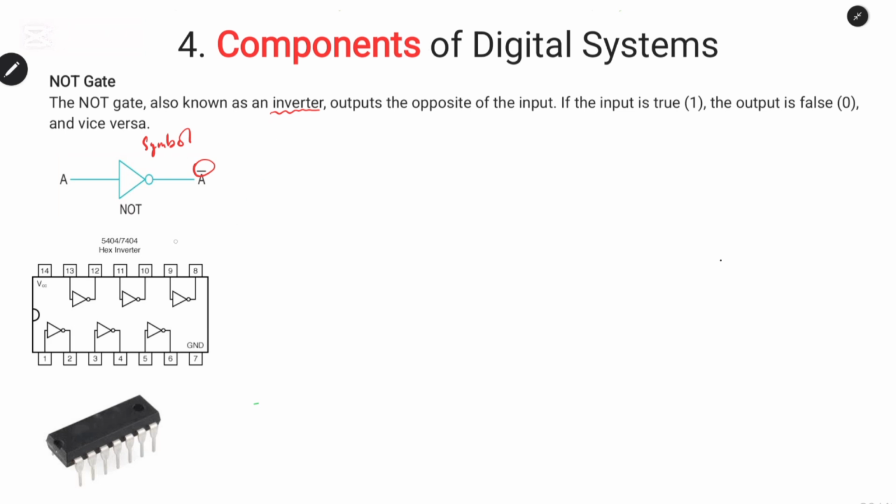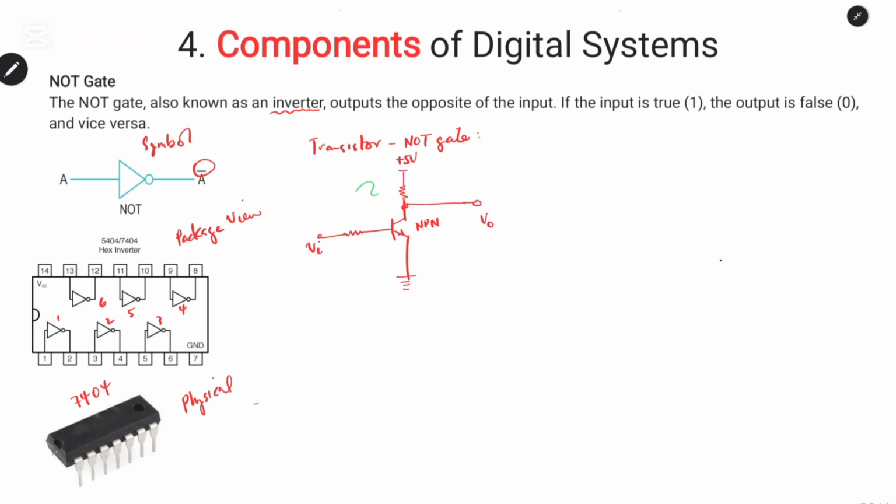and you have the physical component and the package view. It is different in that you have 1, 2, 3, 4, 5, 6 inverters inside this package of the NOT gate, and the number that identifies it is the 7404 IC chip. Let us see how we can construct this NOT gate using a transistor.